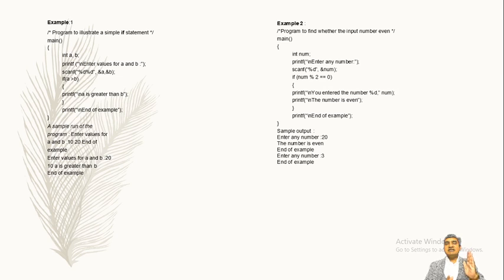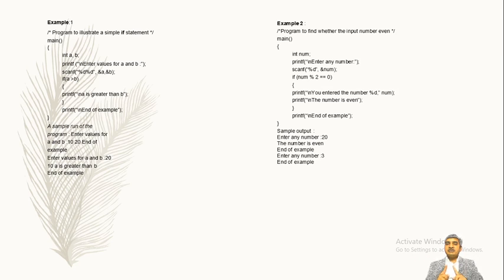Okay, so this is a simple if statement. Second example: a program to find whether the input number is even. Main, again integer num, meaning number. That number, we have to check the number, whether it is even. Then, by using the printf function, printf \n, "enter any number", this message is displayed on a screen.